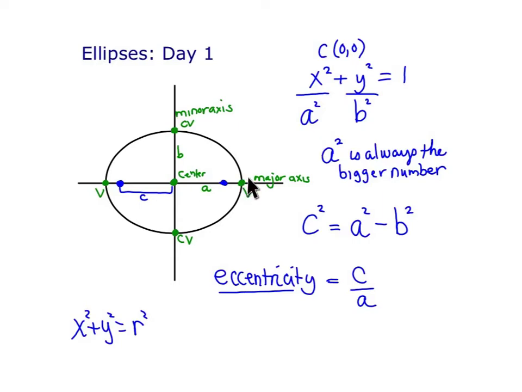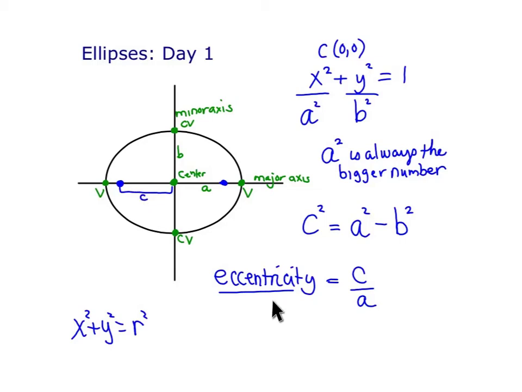Now, this is an a squared, this is a b squared. How do you find c squared? Well, this is the relationship between a squared, b squared, and c squared. It is not the Pythagorean theorem. We don't have any right triangles here. But this is the relationship. So if I know a squared is always biggest, I subtract from it b squared, then I will find c squared, which will give me the length of the focus.